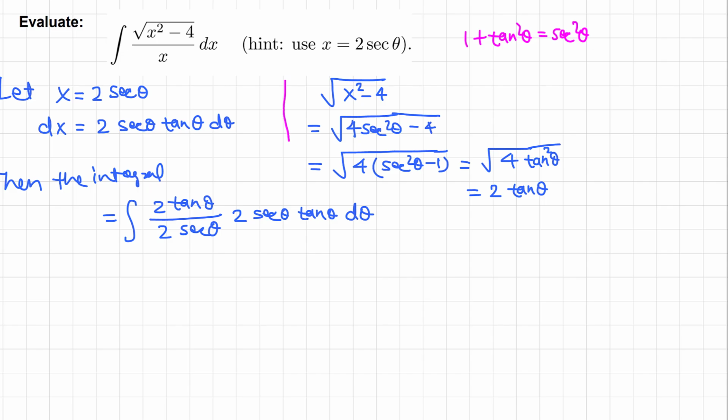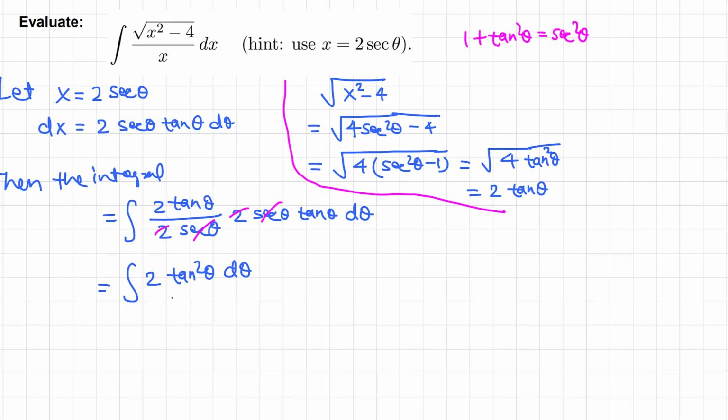Okay, let's make this separate. And then here we see cancellations. 2 on the top, 2 on the bottom, and we can also cancel the same thing, secant, secant. Then that leaves 2 tangent tangent d theta on the top. Tangent times tangent is tangent squared. So 2 tangent squared theta d theta.